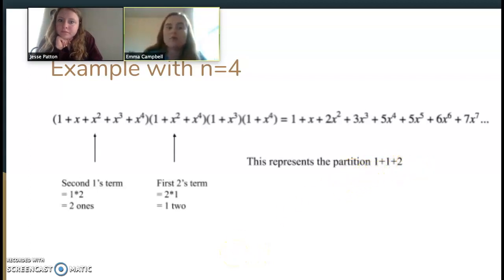You could also use just the x to the first term from the first set, and the x to the third term from the third set, and that would represent using one 1 and one 3, which would give you 4. But then when you multiply all those out, you can see that our coefficient of x to the 4th is 5, and that is actually the number of ways to partition 4.